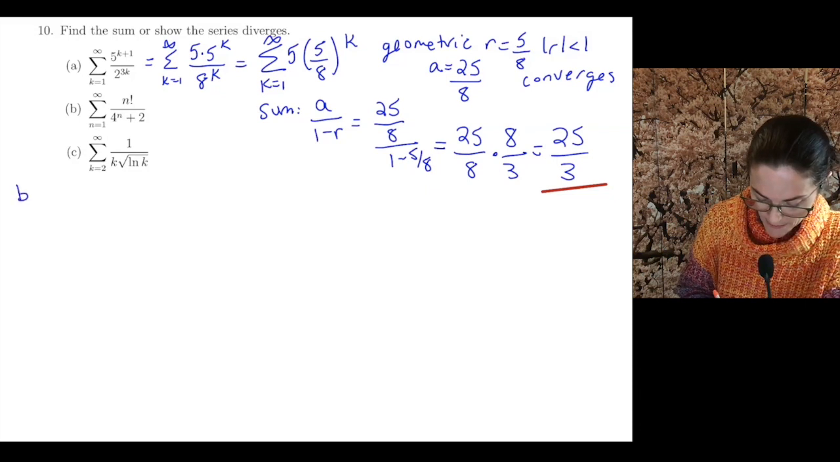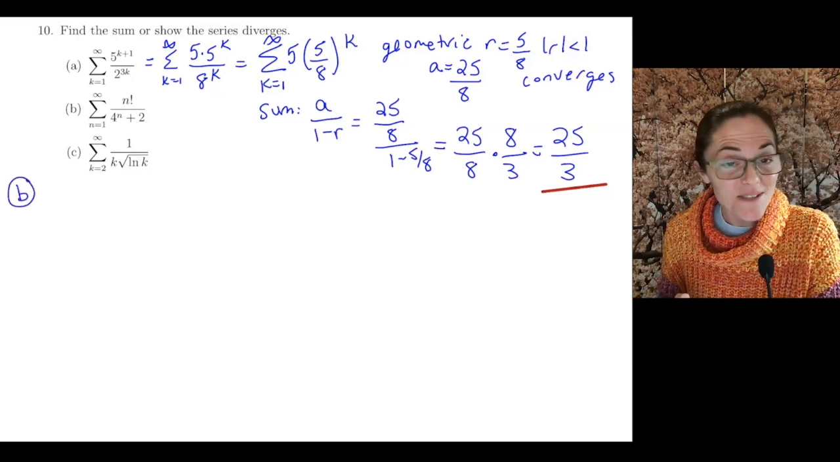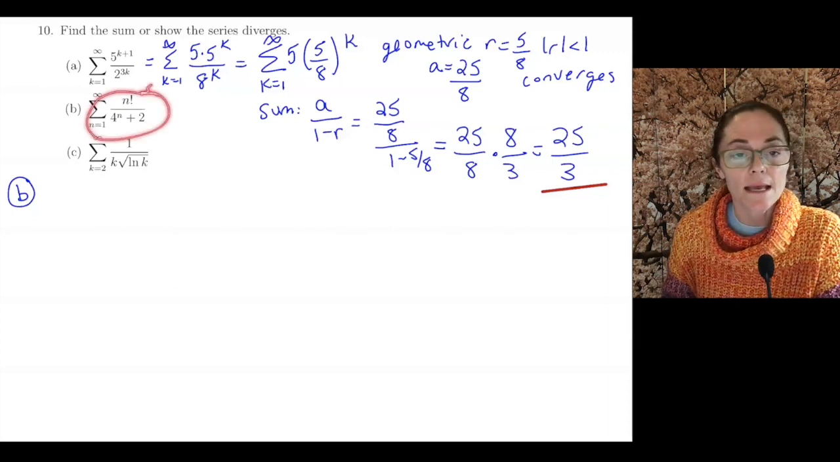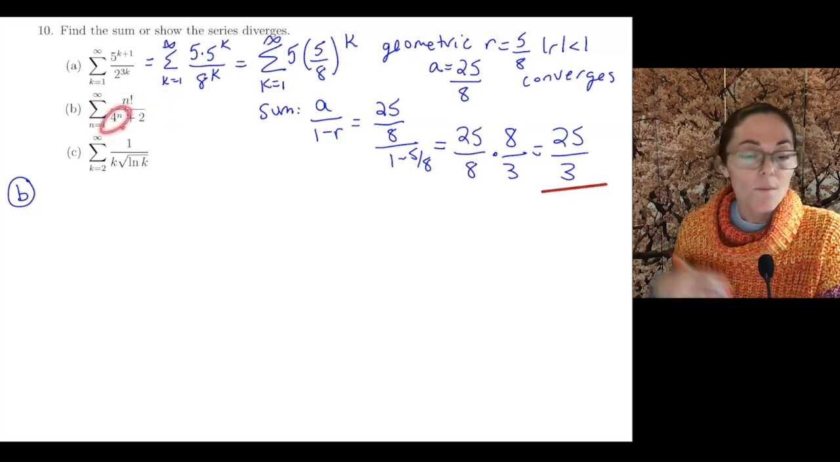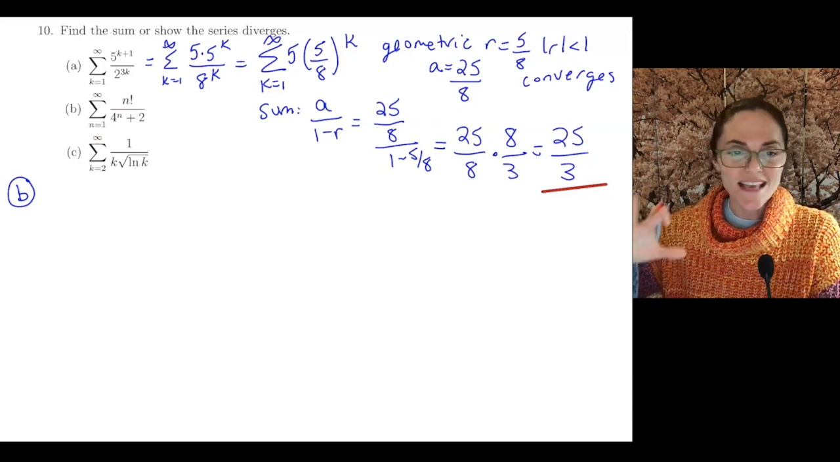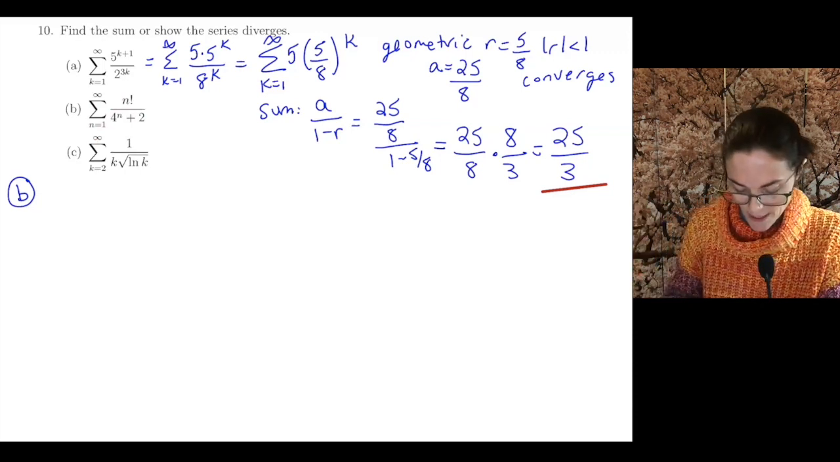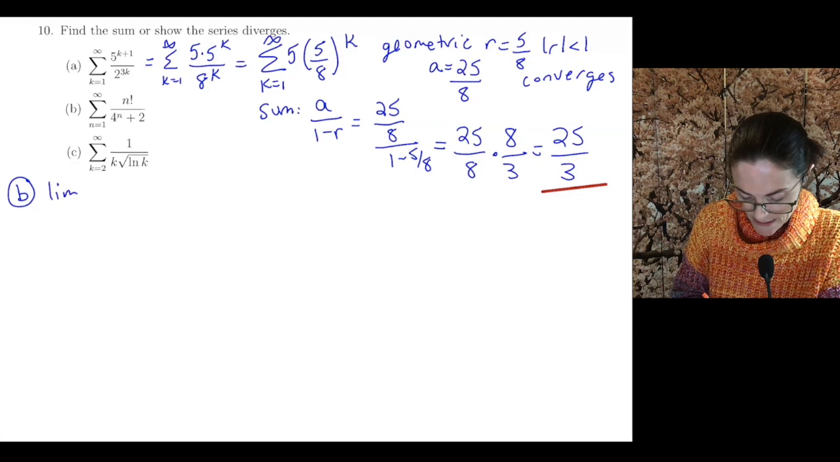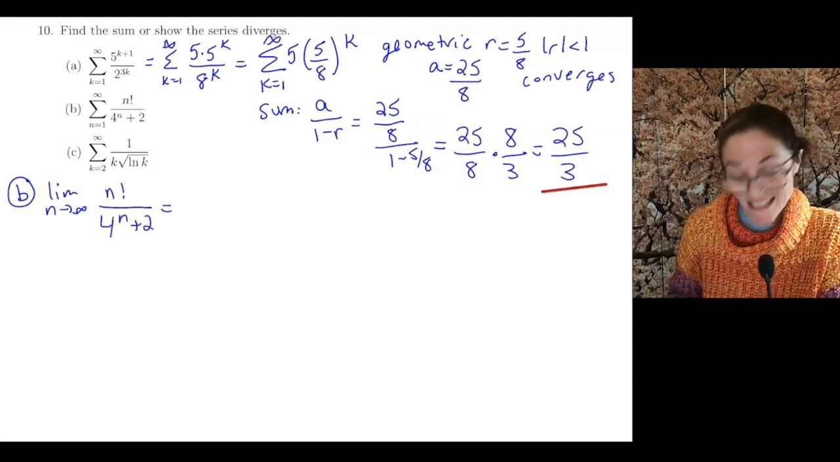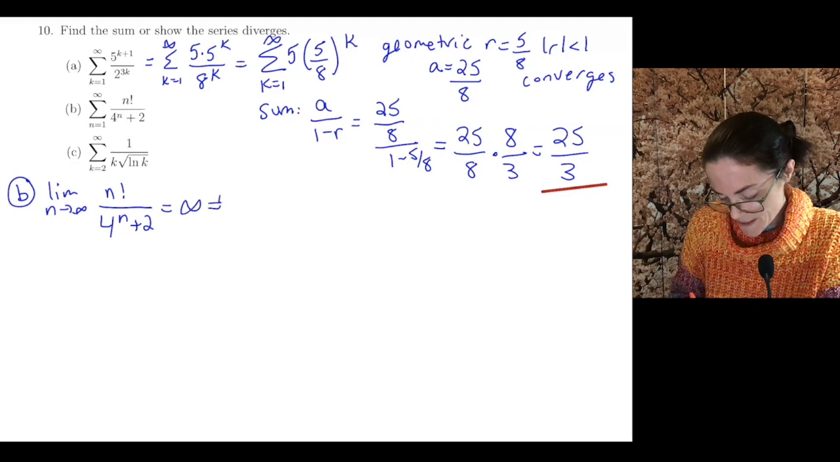I'll start B here. This should be a fast one, because look, quickly glance at the terms. What do you see? In the numerator, I have n factorial. In the denominator, what dominates is an exponential. And we know factorial grows faster than exponential. So the limit as n goes to infinity of n factorial divided by 4 to the n plus 2 will be infinity, which is not equal to 0.